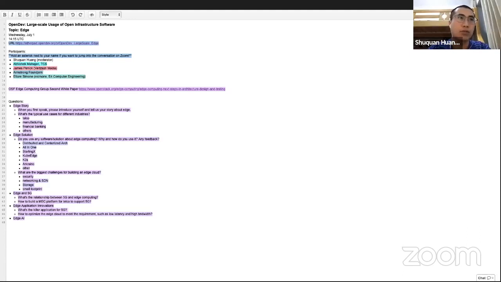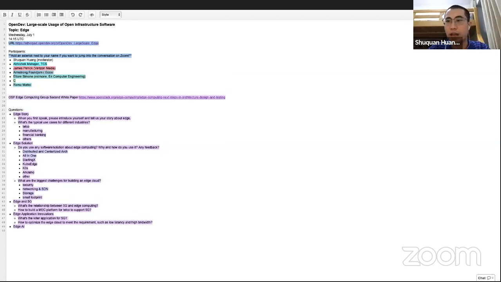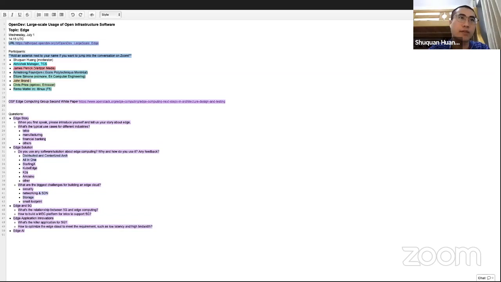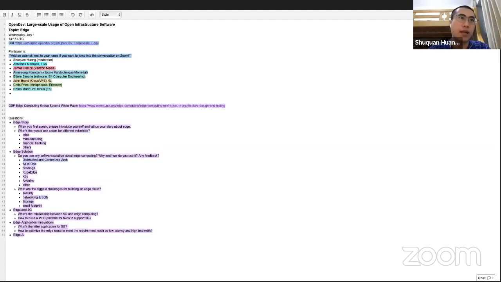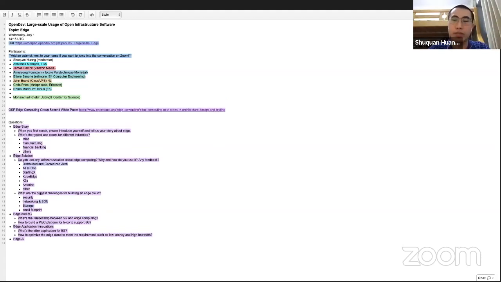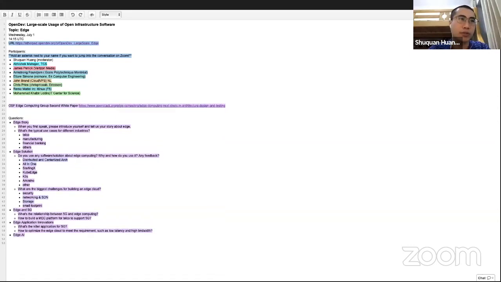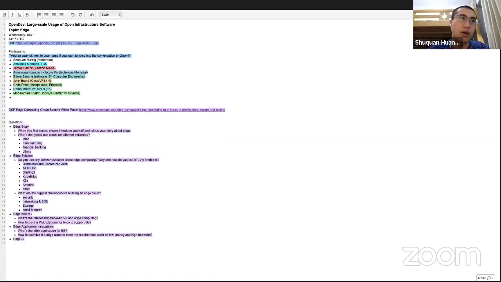We can also talk about typical use cases for different industries like telco, manufacturing, financial banking, and others. Secondly, we will talk about edge solutions and what kind of software you are using in edge computing, how and why you use it, and any feedback. For example, do you use StarlingX to build your edge cloud? Do you use KubeEdge or K3s and others?